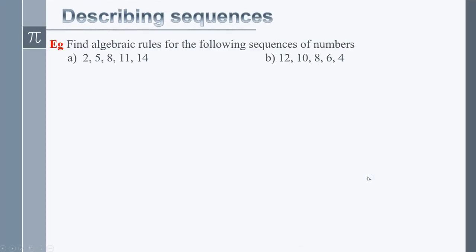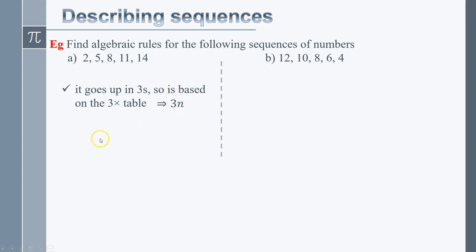Let's have a look at another couple of sequences and see if we can figure out what the algebraic rules for these 2 sequences are going to be. So here we go. For the first one, it looks like it's going up in 3s. So 2 plus 3 is 5, plus 3 is 8. So it is going up in 3s. So that means it's based on the 3 times table. So straight away, I know that my rule contains 3n, because that would be my rule for the 3 times table.